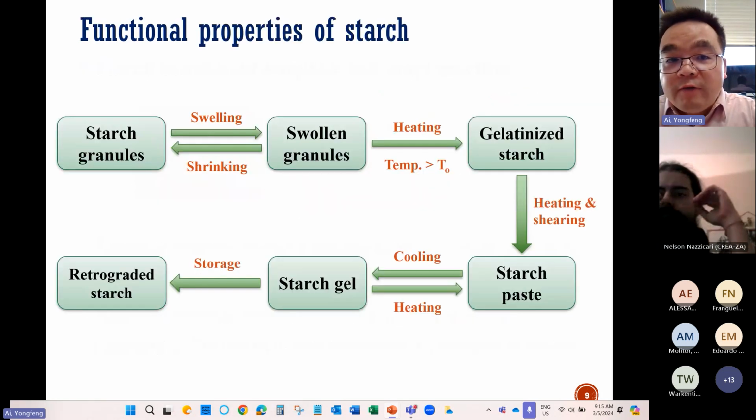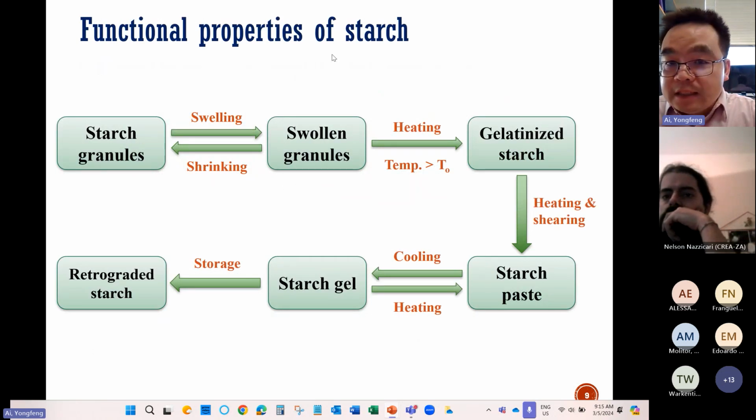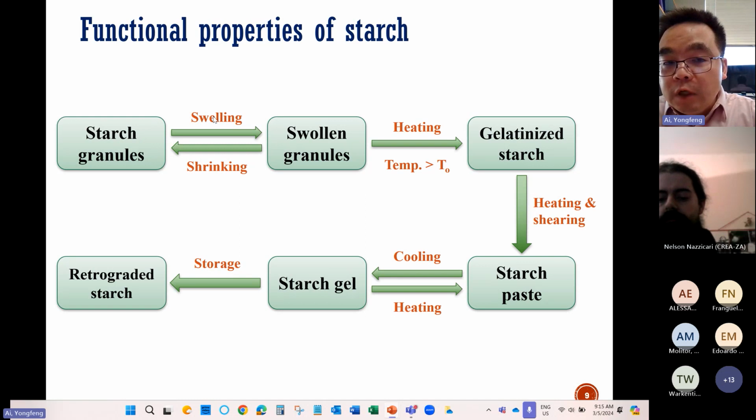Since we talk about the functional property of the starch, I want to use this slide to go through some of the key concepts of starch and also the instruments we can use to analyze those different properties. As I mentioned, starch exists as a granular form in nature. When we suspend the starch in water, it can absorb about 30% of the water, and the granule will swell to a limited level, and then we have the swollen starch granule. But this process is reversible.